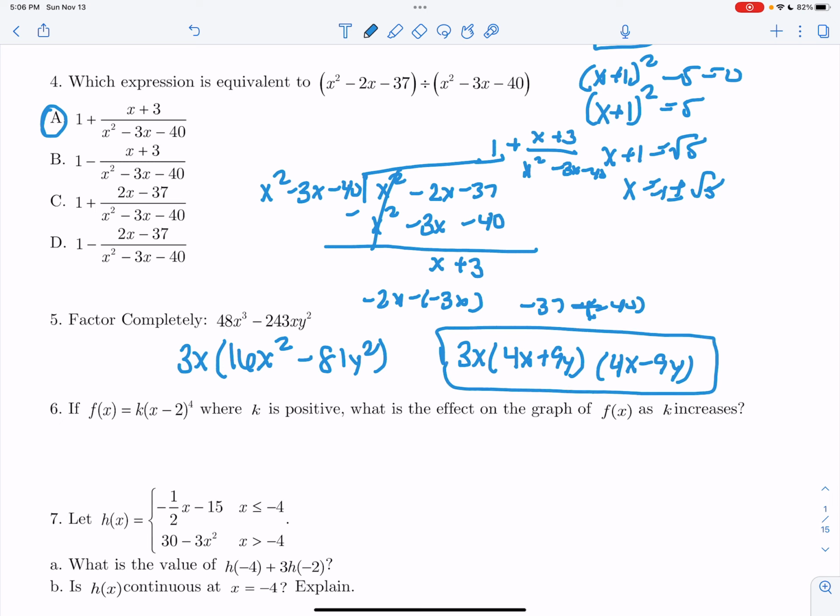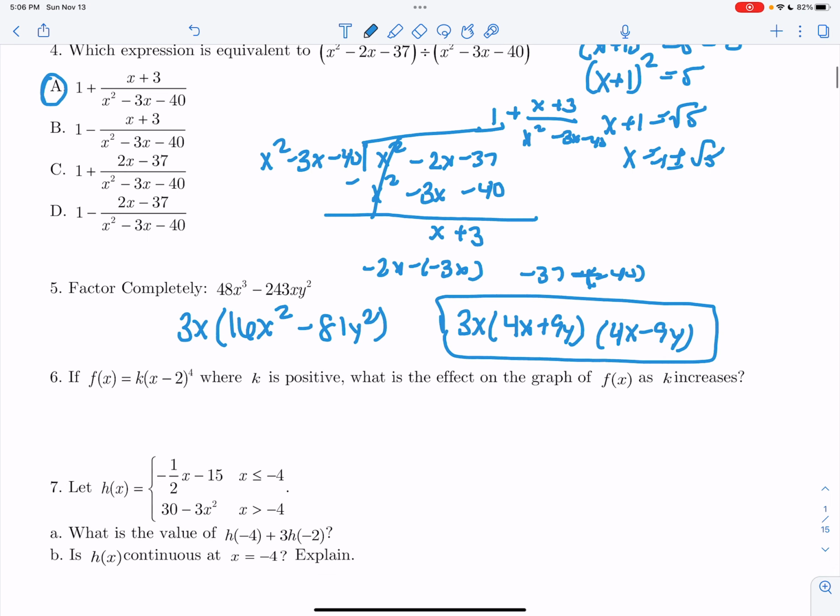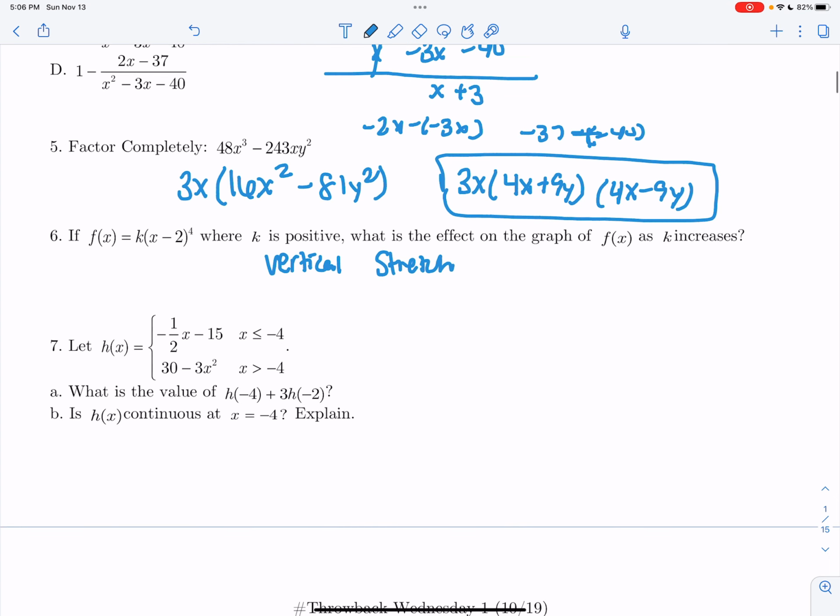If k is positive, what's the effect on the graph? Well, as k increases, it gets skinnier, so it's a vertical stretch. Number 7, what's the value of h of -4 plus 3 times h of -2?